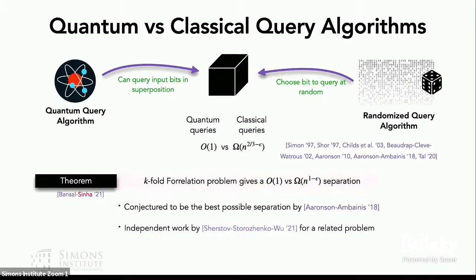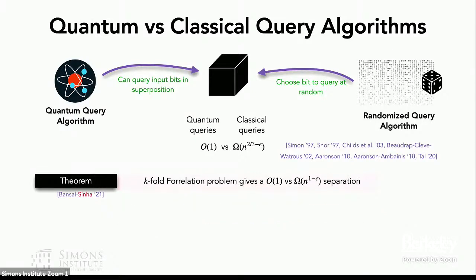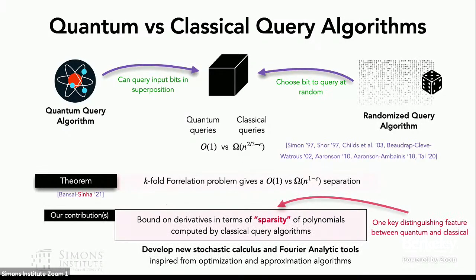Let me also mention that in an independent work, Shestov, Storzenko, and Wu proved a similar separation for a related problem. And my favorite aspect of this result is actually the ideas that go into the proof, because it gives you a nice distinguishing feature between quantum and classical algorithms.